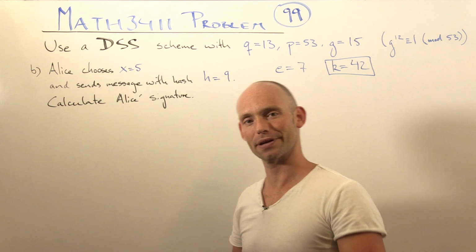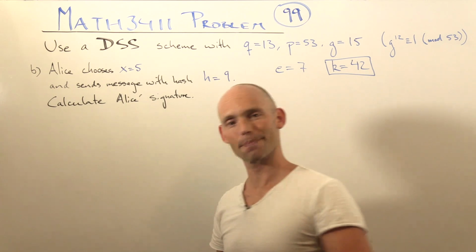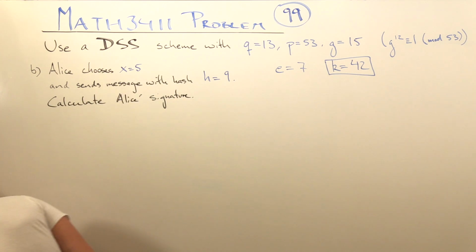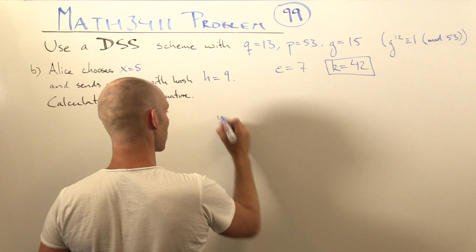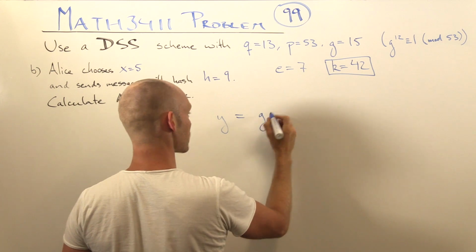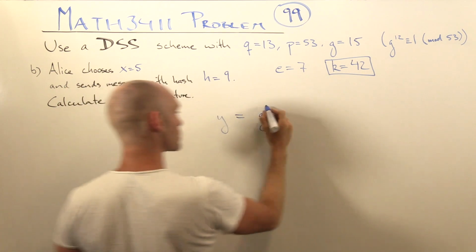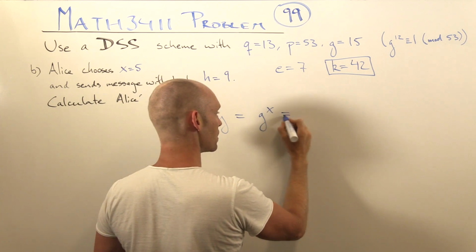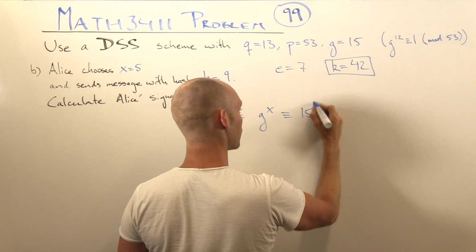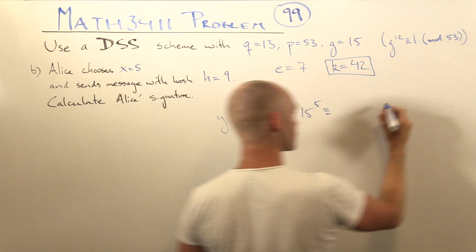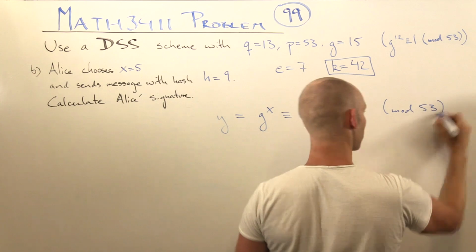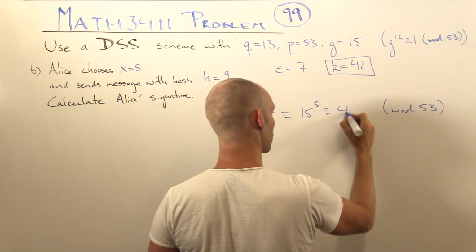So this is not too complicated either. The signature will come in two parts, but for that we need a third variable, which is as follows. So y is going to be a bit like k, is going to be g to the power of something, but this time it's going to be g to the power of x, not e. So this is G, which was 15, to the power of 5, and this is mod 53, again P, and that gives you 44.